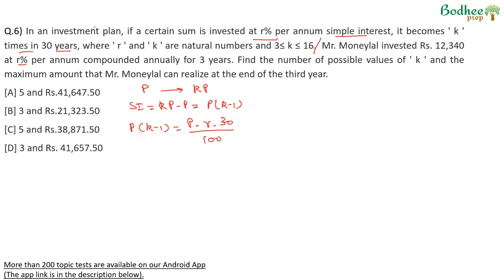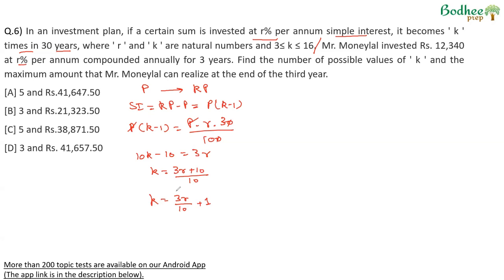Then putting the formula, simple interest is equal to principal into rate into time upon 100. So if we cancel out the P here, and the zeros, we can say 10K minus 10, cross multiply, is equal to 3R, which means K is equal to (3R plus 10) upon 10, or K is equal to 3R upon 10 plus 1.